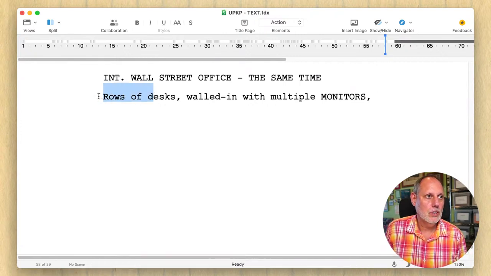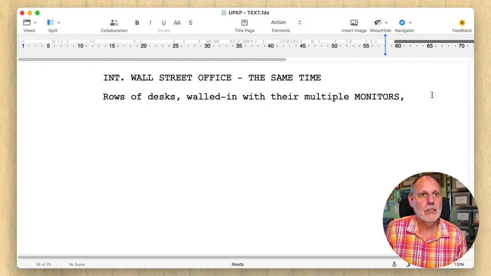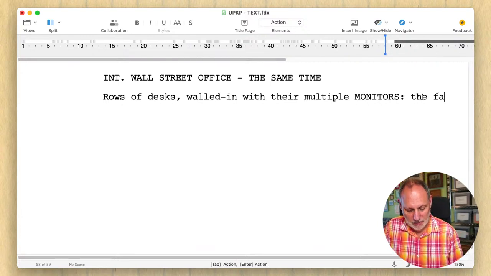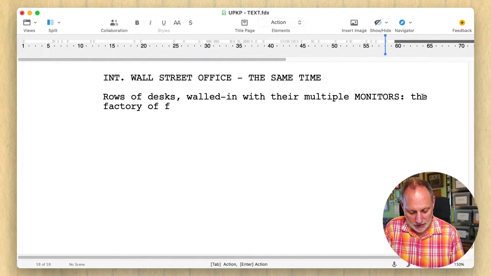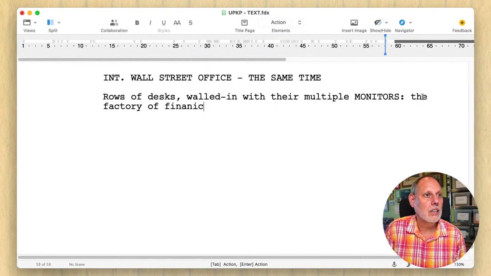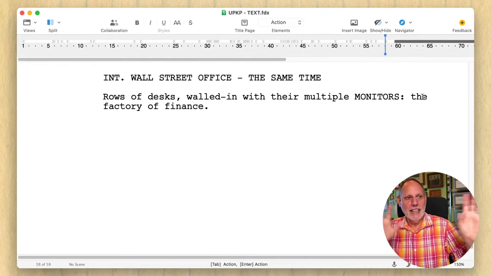Desks, rows of desks, walled in with their multiple monitors. The factory of finance. Ooh, we're getting fancy.